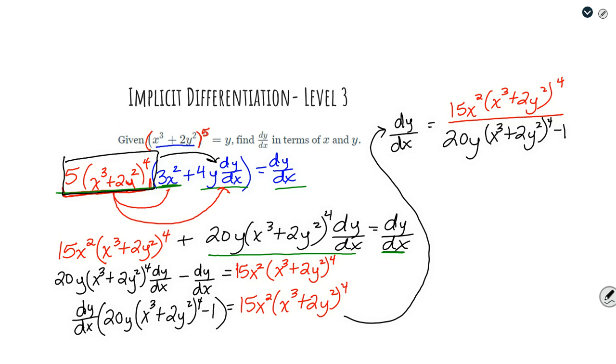And oh, you know what I did forget though? This 15, when I moved it to the right side, it should have been a negative 15. So just make sure that 15 is negative. And that should be it for today.